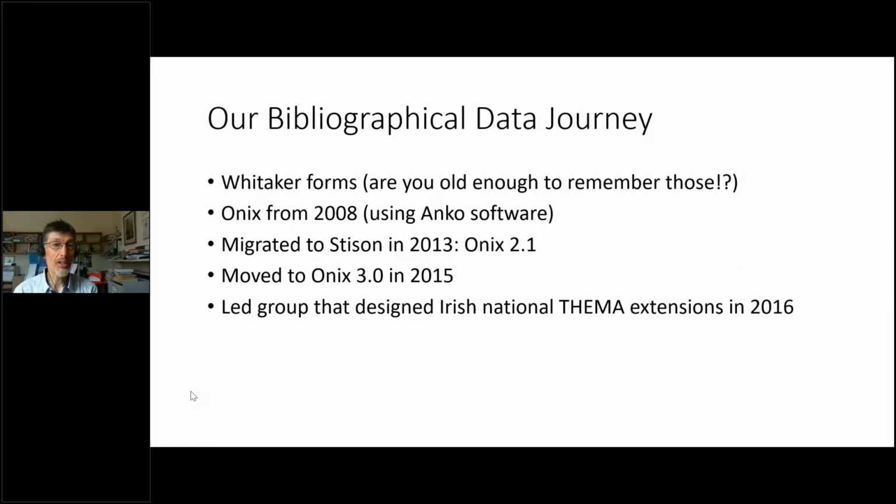I don't know if anyone else here has been around long enough to have filled in manual Whittaker forms, which we used to do, and then you'd put them in the post and you'd never change your data beyond that. And so what appeared on anybody's systems on their microfiches would often be wrong. We migrated to using Onyx all the way back in 2008, using a software package called Anko, and then we switched over to Stizen, which we currently use, back in 2013. And at that point, we were working with Onyx 2.1, and we migrated very straightforwardly to Onyx 3 in 2015.